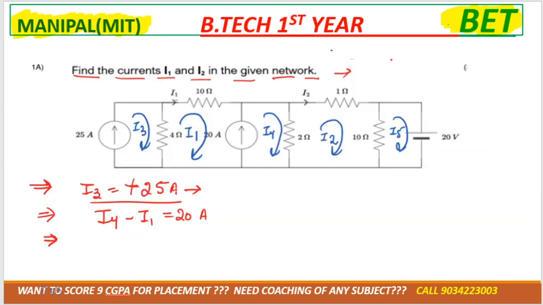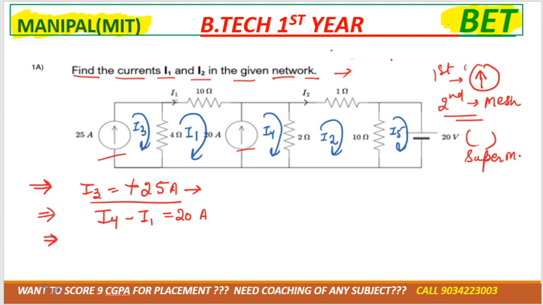Correct? If you have the current source, first make the equation from the current source. After the current source equations are completed, for I3 and I4, the next equation should be from the mesh. After the meshes are completed, you have to take the super mesh. So the first equation is from the first current source: I3 is equal to 25 ampere. The second equation is from the second current source: I4 minus I1 is equal to 20 ampere.